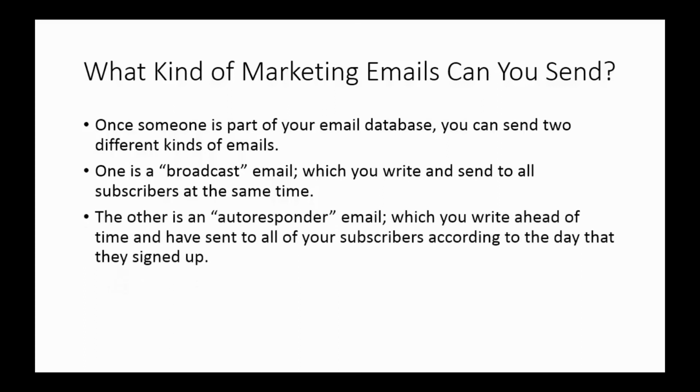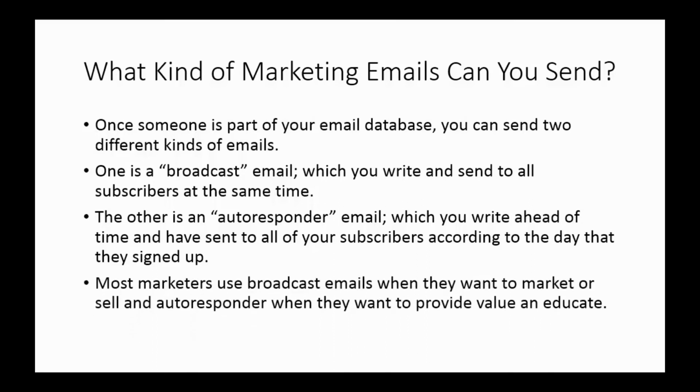Now, the other kind of email is called an autoresponder email or a sequenced email. This is one that you're going to write ahead of time and have it set up to be sent to all of your subscribers according to the day that they signed up. So in other words, if someone signed up on a Wednesday, they'll get the first email on Wednesday, they'll get the second one on Thursday, they'll get the third one on Friday. So these are emails that you have set up ahead of time. They're scheduled and they go out based on the day that the person actually becomes part of your list.